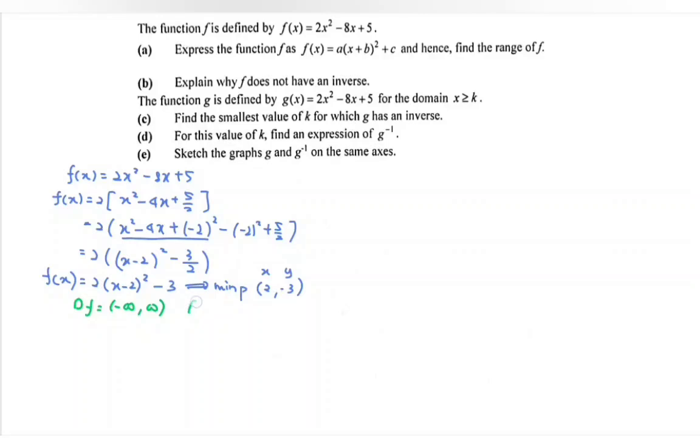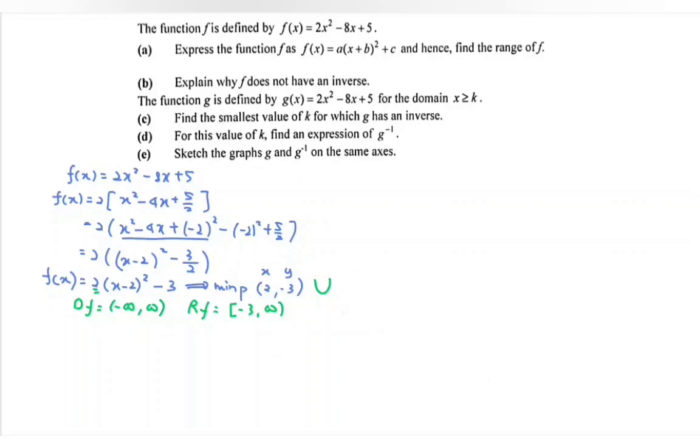For the range, we have to refer to the minimum point. Since the graph is a positive graph, it will be in a U shape, which has a minimum. So the lowest value would be negative 3. So the range will be negative 3 until infinity, where negative 3 is included. So that is the answer for A.